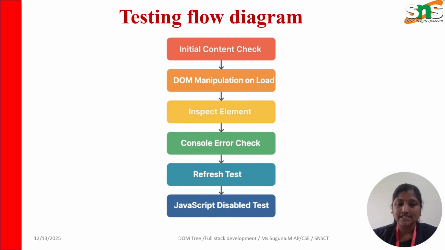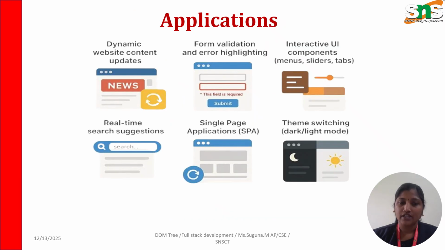Here is the testing phase. Testing is done using browser inspection, console logging, verifying the event listeners, and checking correct element selection. Testing ensures the DOM behaves as expected. These are some of the applications of the DOM tree. It is used in dynamic websites, form validation, single page applications, interactive dashboards, and modern frameworks like React and Angular. DOM knowledge is mandatory for all front-end developers.